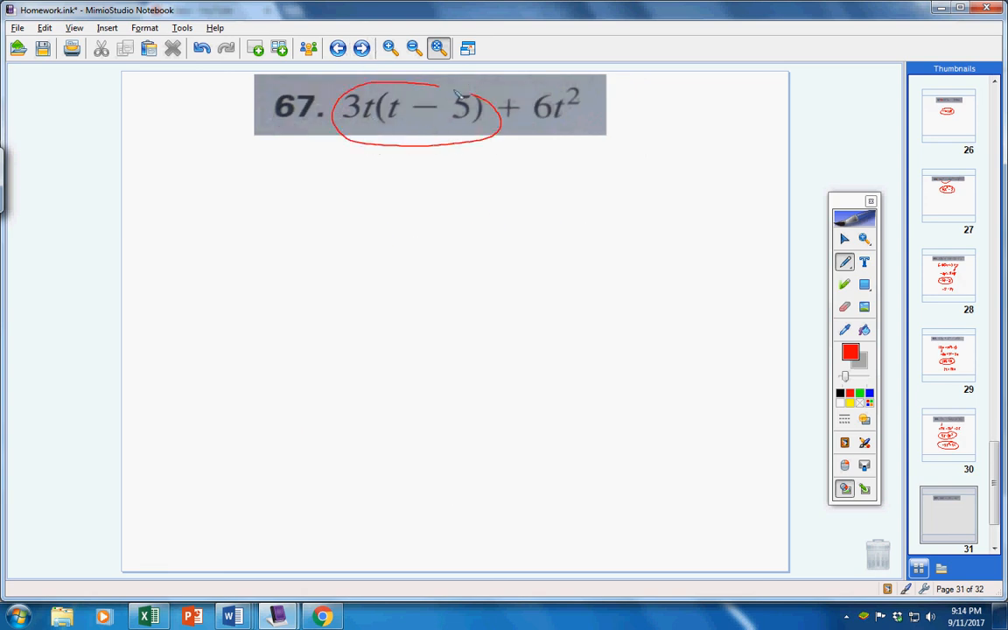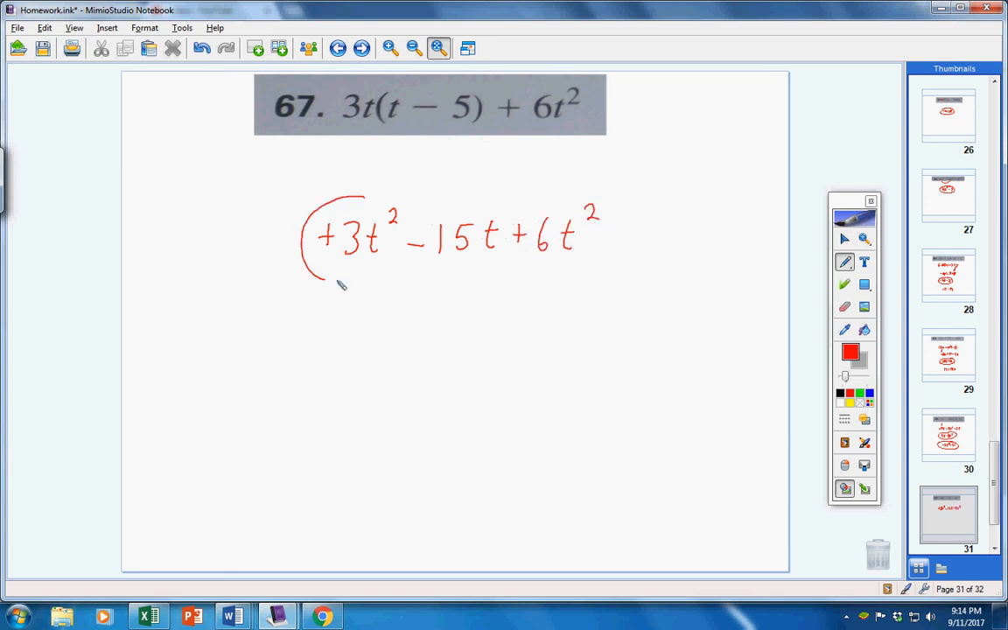I've got some multiplication here. Let's take care of that first. Positive times a positive is a positive. 3t times t is 3t squared. A positive times a negative is a negative. 3t times 5 is 3 times t times 5, 15t. And then bring down your 6t squared.